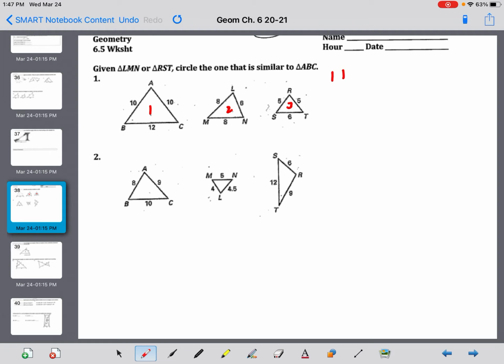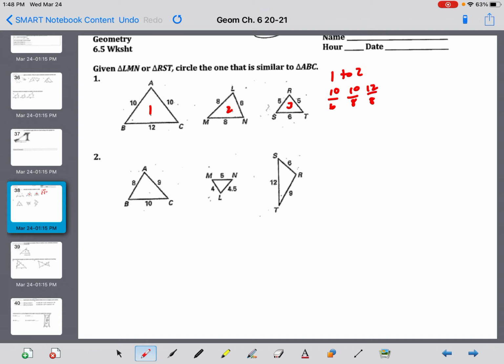So if we're comparing 1 to 2, we'd set up 3 ratios. When I look at ratios, I should do shortest side over shortest side, middle side over middle side, longest side over longest side. So if I look at triangles 1 and 2, my short side in 1 is 10. My short side in triangle 2 is 6. I have another 10, but I don't have another 6 in the second triangle, so I'd have to put that over an 8. And then my longest side is 12, and I'll have to put that over one of the 8s.